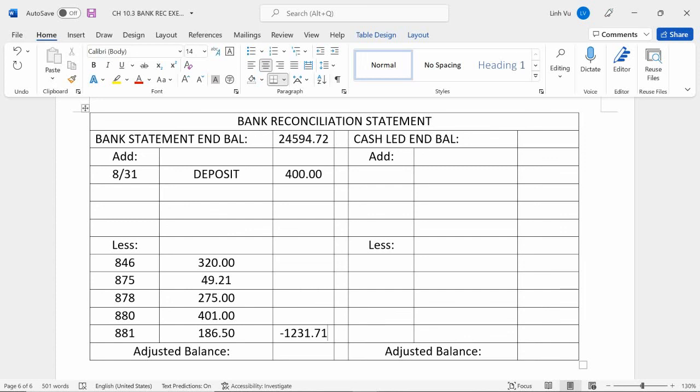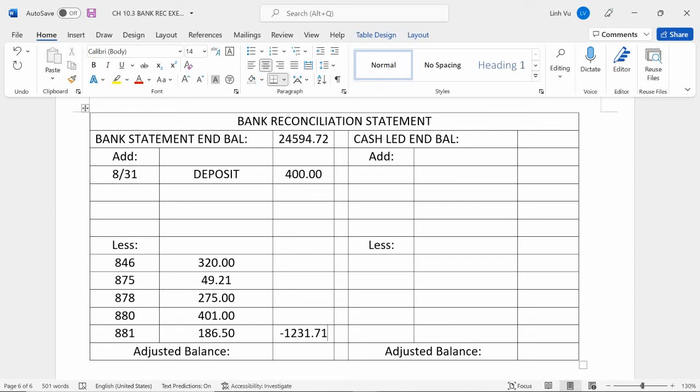320 plus 49.21 should give you 369. Okay, plus 275 should give you 644. Plus 401 should give you 1,045. Okay, plus 186.50 should give you a total of $1,231.71. It gives me the same 24567.